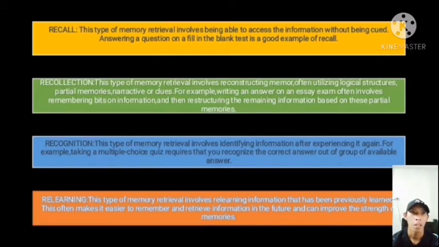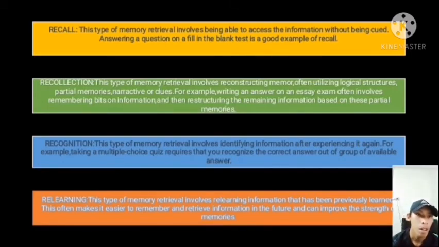Recall: this type of memory retrieval involves being able to access the information without being given cues. Answering a question on a fill-in-the-blank test is a good example of recall. Recollection: this type of memory retrieval involves reconstructing memory, often utilizing logical structures, partial memories, narrative or clues.